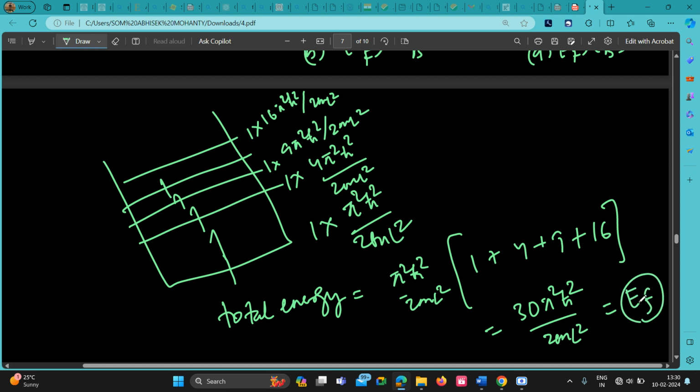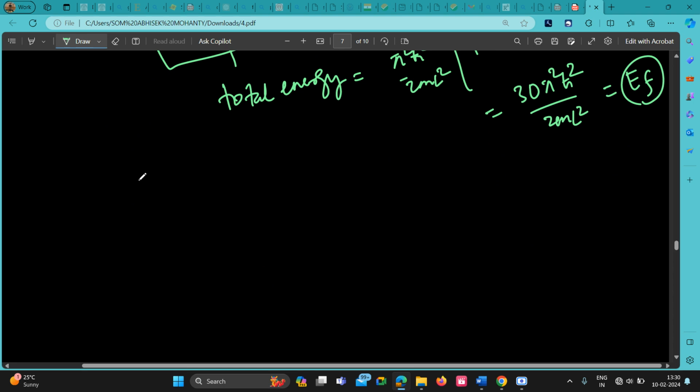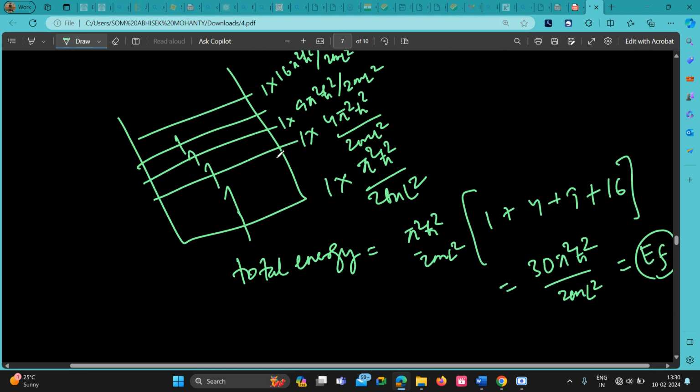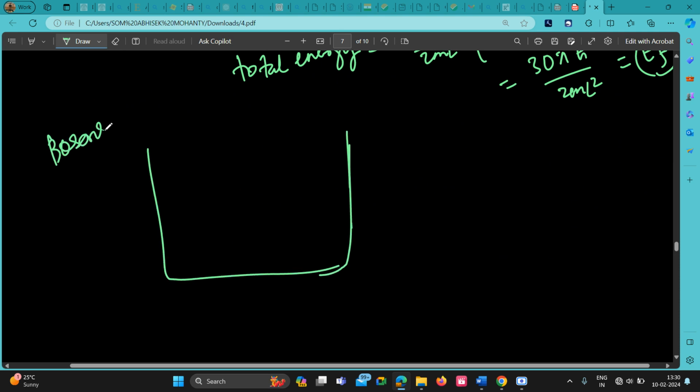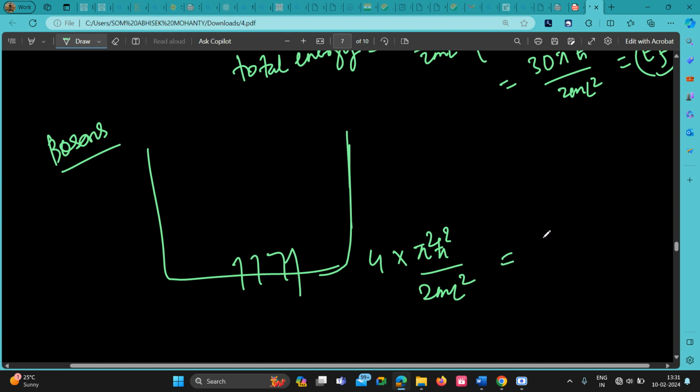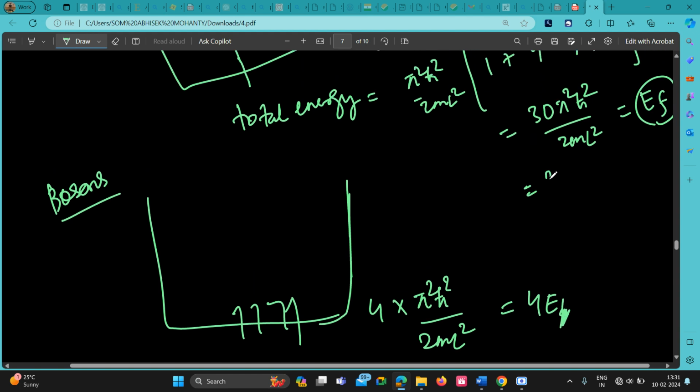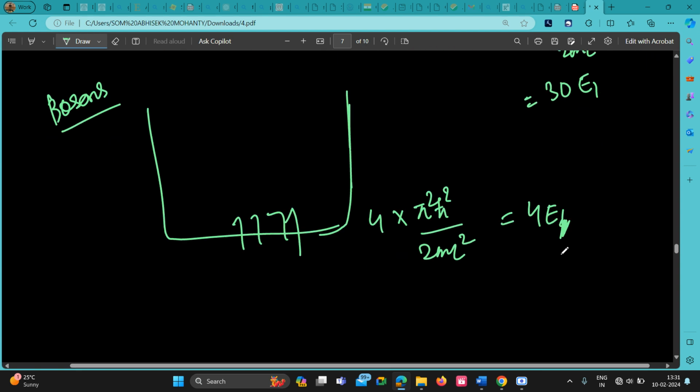Now for bosons. For bosons, all the particles can be in one state, correct? So one, two, three, four, there is no restriction here. All the particles are in the ground state of pi square h cut square by 2mL square. Suppose E1 is the ground state energy. So the boson energy is 4 E1, and the fermion energy is 30 E1.